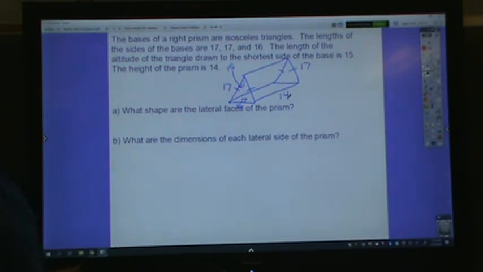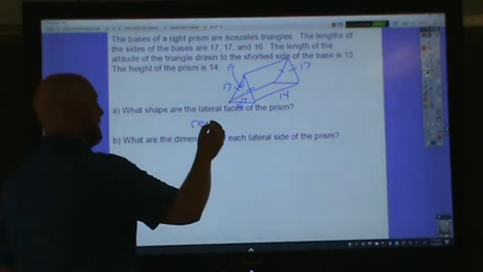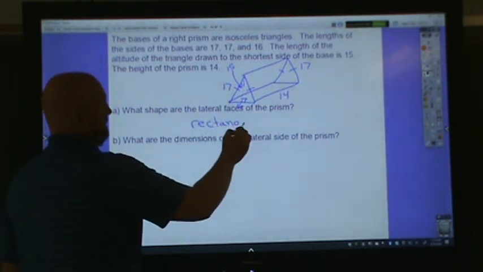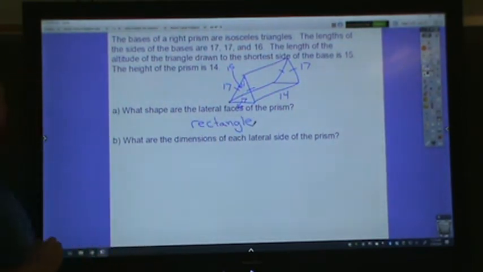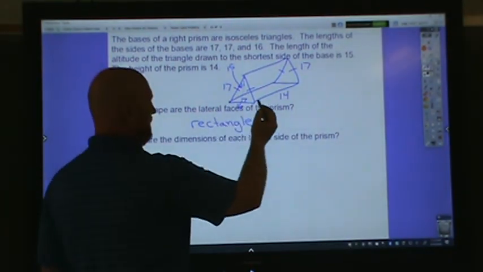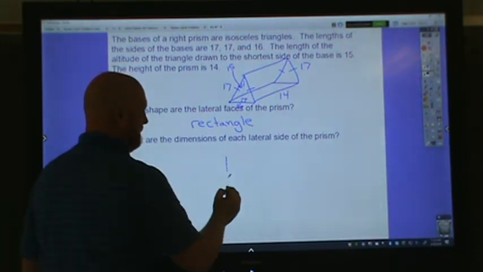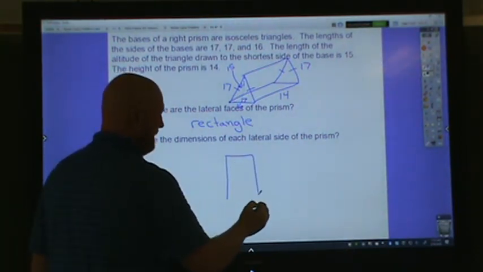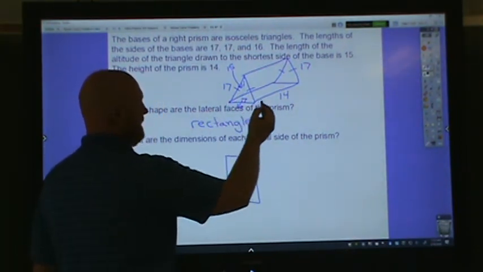Again, we have that question, what shape are the lateral faces of the prism? Rectangle or rectangular. What are the dimensions of each lateral side of the prism? I would draw that, and I would start with this rectangle at the bottom. So when I draw this rectangle at the bottom, its dimensions are 16 by 14.